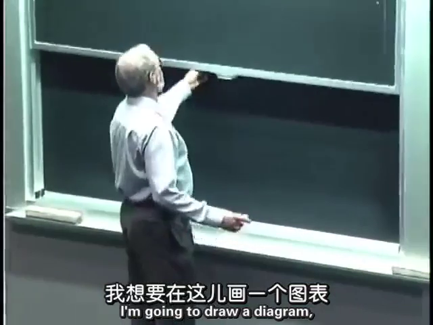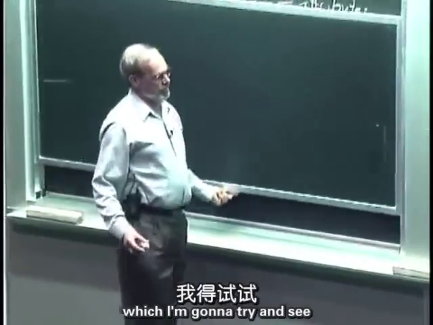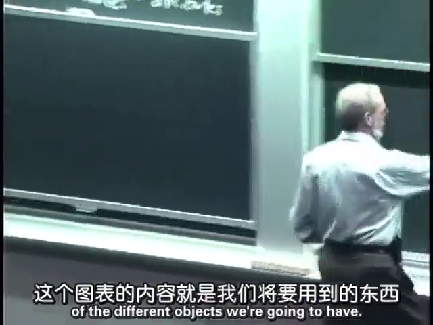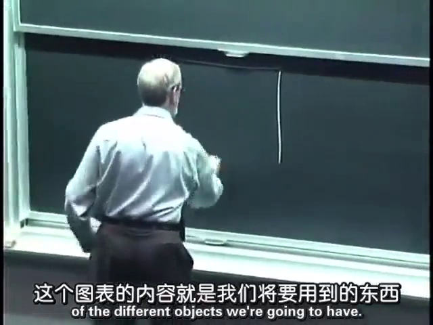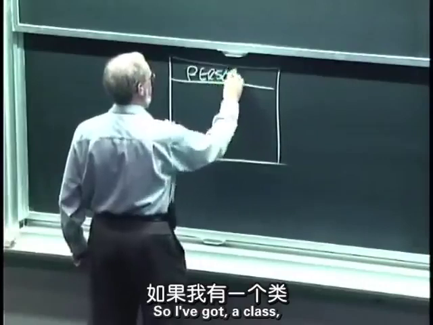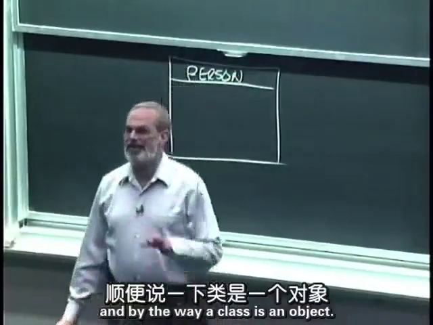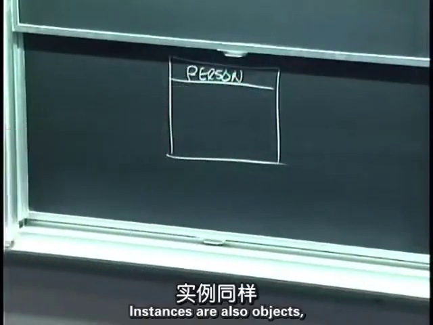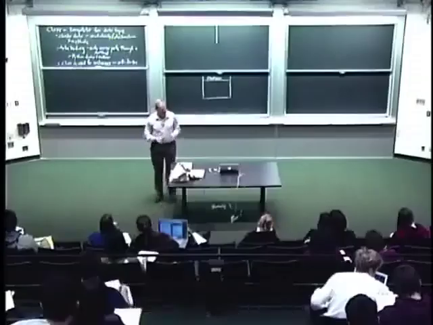And I'm going to draw a diagram, which I'm going to try and see if I can do well over here, of the different objects we're going to have. So I've got a class. And by the way, a class is an object. Right? Instances are also objects, but classes are objects. I'm going to see why we want that in a second.